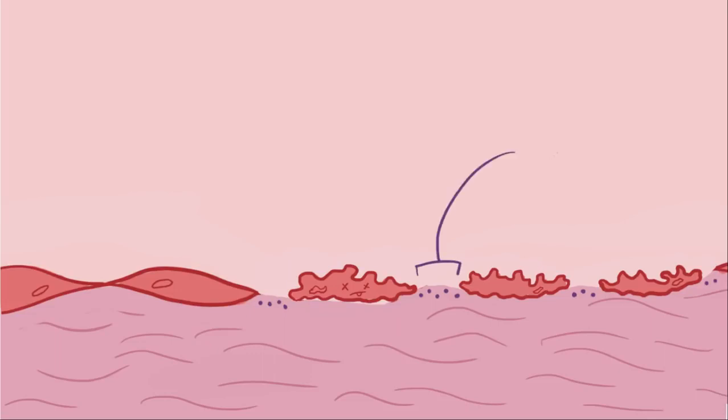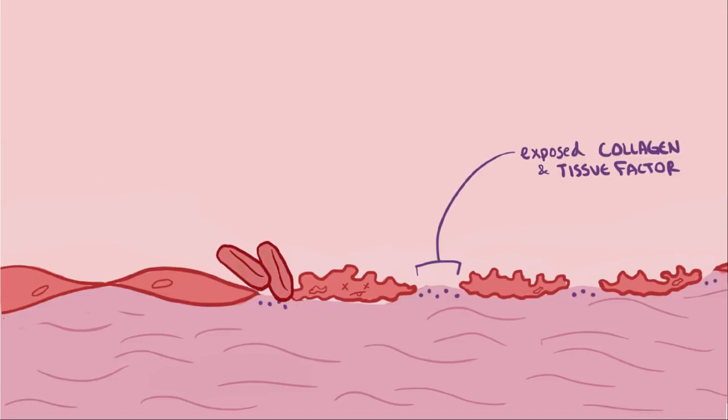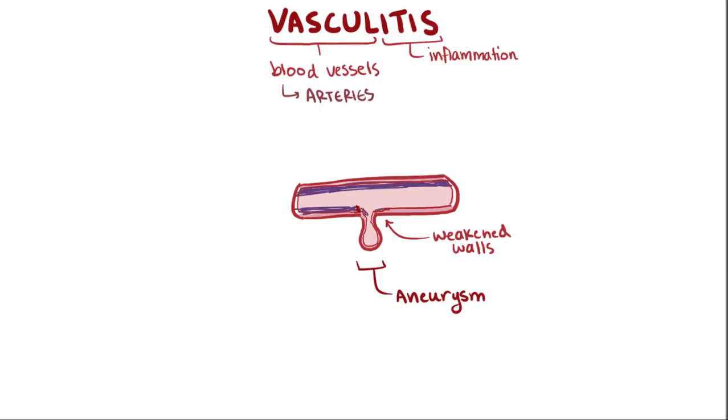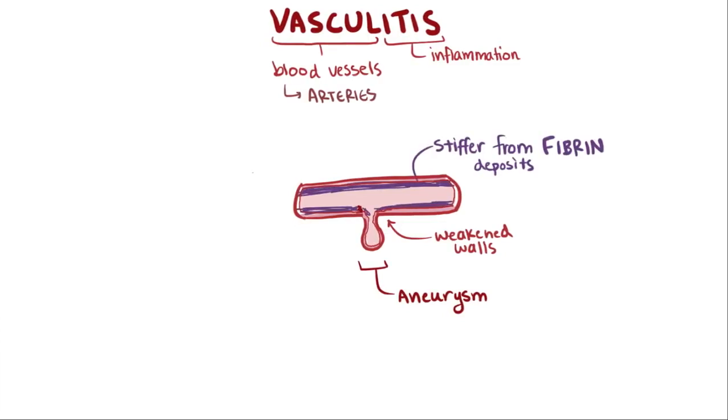The damaged endothelium exposes the underlying collagen and tissue factor, and these exposed materials increase the chance of blood coagulation. The blood vessel walls themselves get weaker as they're more damaged, making aneurysms more likely. And as the vessel wall heals, it becomes harder and stiffer because fibrin is deposited into the vessel walls as part of the healing process. And actually, that's vasculitis in a nutshell.